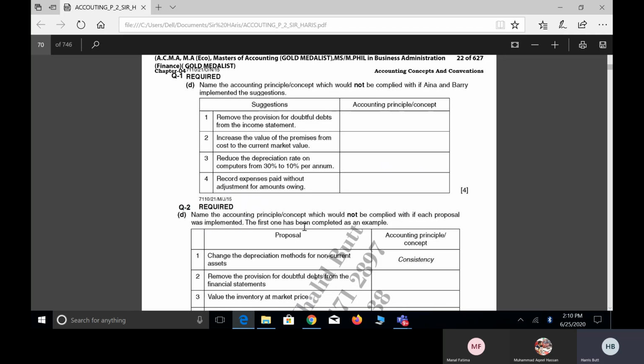So the first one is given in D part. I am not discussing that. I'm discussing the next one. Okay, I won't discuss that also. Number 3, reduce the depreciation rate on computers from 30% to 10%. That is wrong. Why? Because the consistency concept is being broken here. They asked which concept would not be complied with, which is not being adopted here. If you change your depreciation from 30% to 10%, it means you are not consistent with your accounting procedures. So the consistency concept will break here.